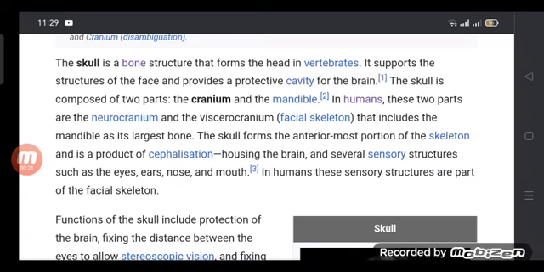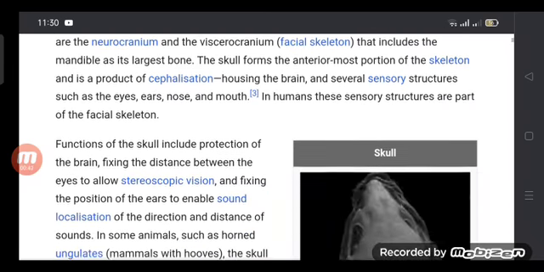In humans, these two parts are the neurocranium and the viscerocranium, the facial skeleton, that includes the mandible as its largest bone.